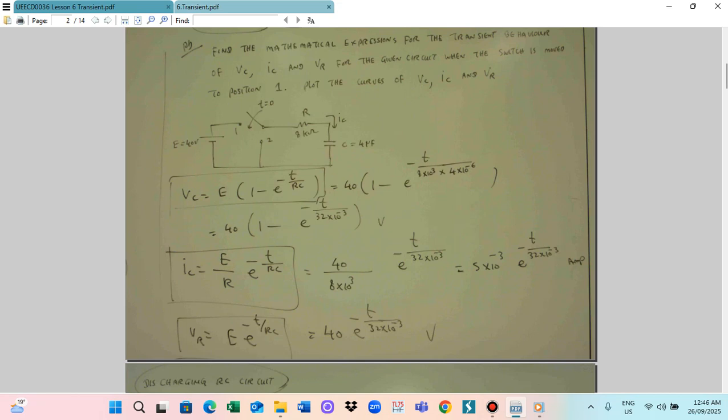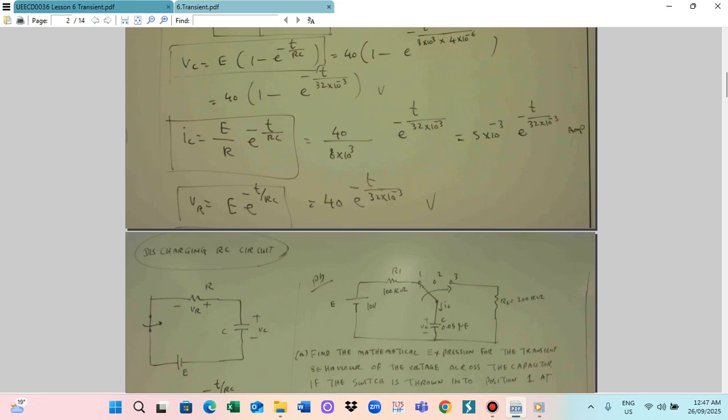Right? So VC is equal to E multiplied by 1 minus e power minus t by RC. So this is the charging voltage. The formula is supply voltage E times 1 minus e power minus t by RC. So we can calculate the charging voltage by this formula.